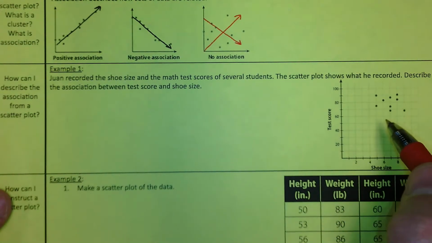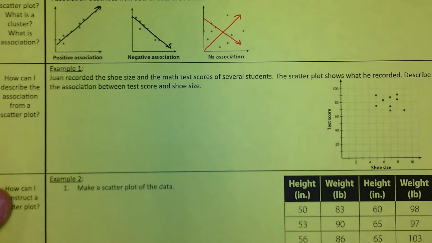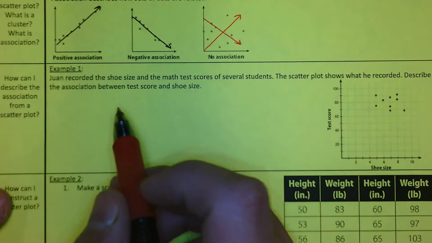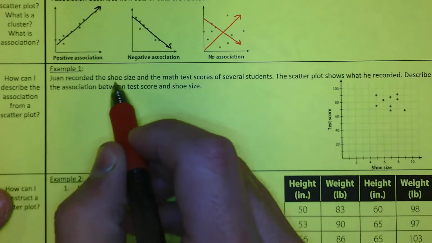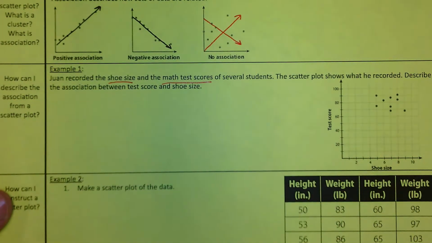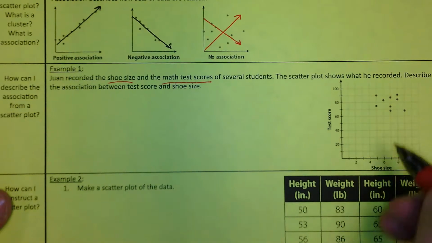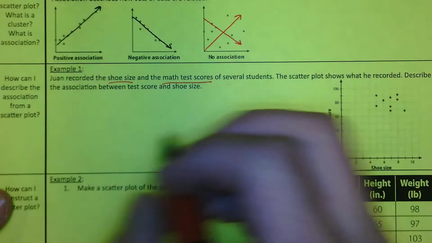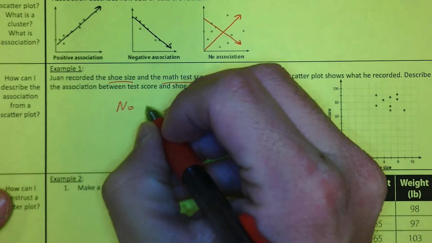It's just random. We can also, if we just think about it, ask: do you really think that your shoe size determines how you do on a math test? I don't think that's a realistic expectation. Your shoe size does not determine what you make on a math test. So we can therefore say that this data will have no association.